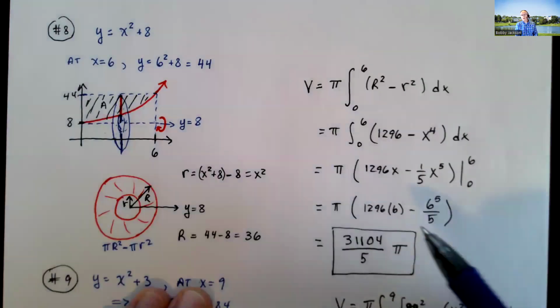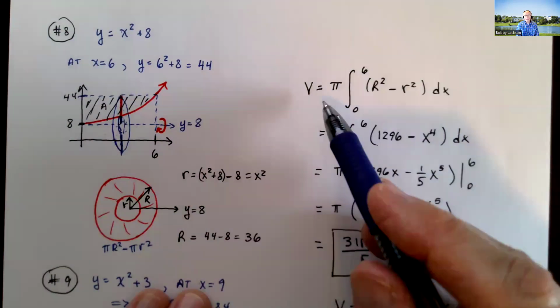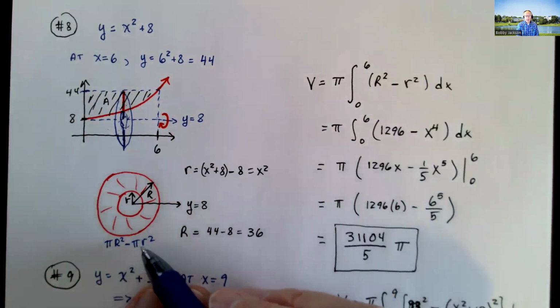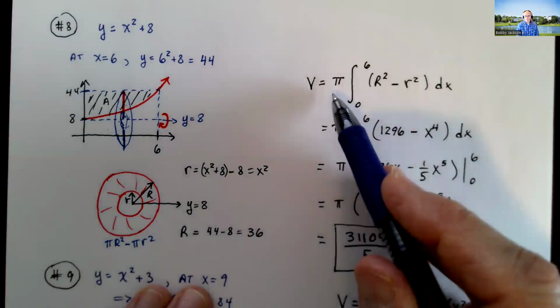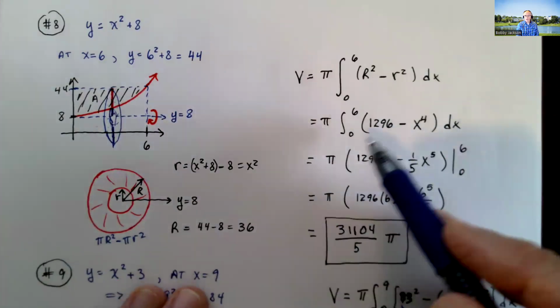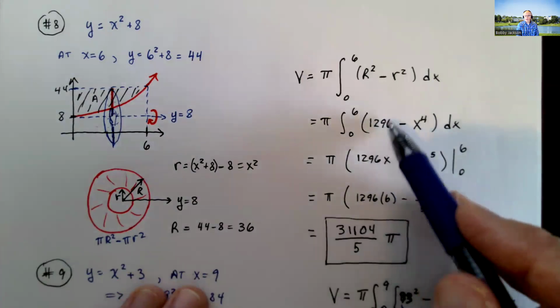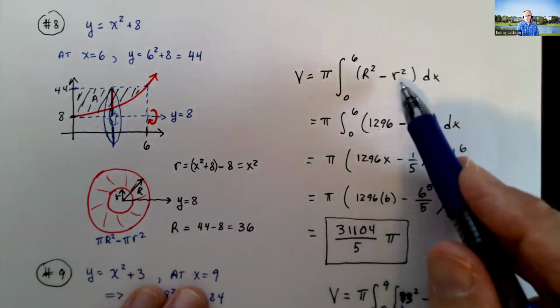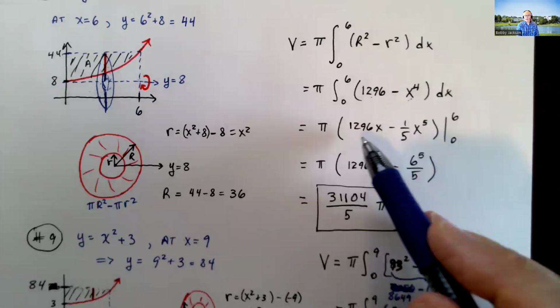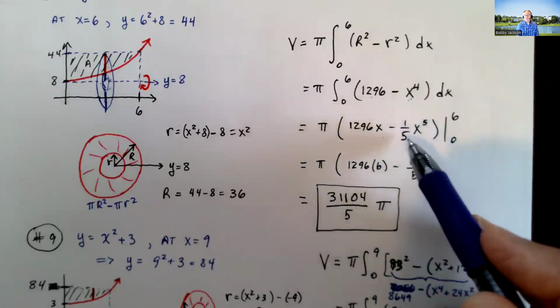Okay, so with all of that, we can now integrate, right, the cross-sectional area, which is just pi big R, so 36 squared, minus pi little r, x squared, squared. I'll factor out the pi, and in that case, R, which is 36 squared, is 1,296. X squared squared is x to the fourth. So here's my integral. Now I can find the antiderivative with that.